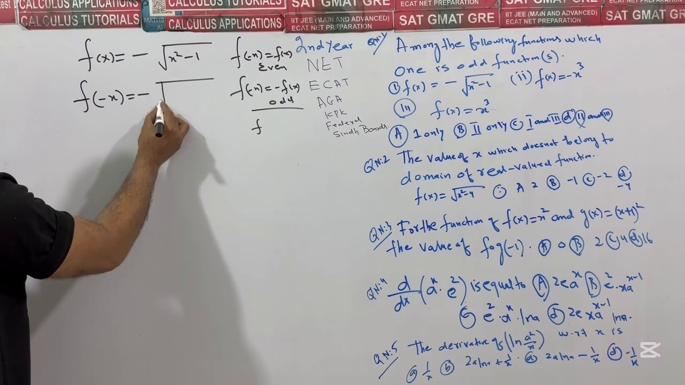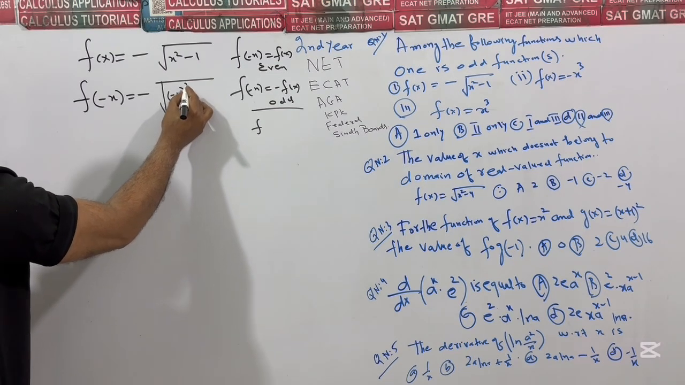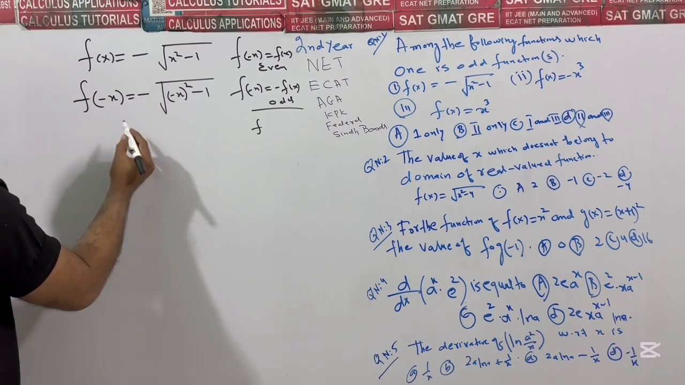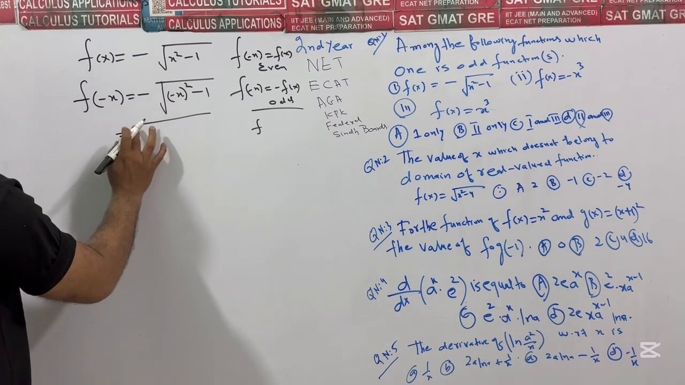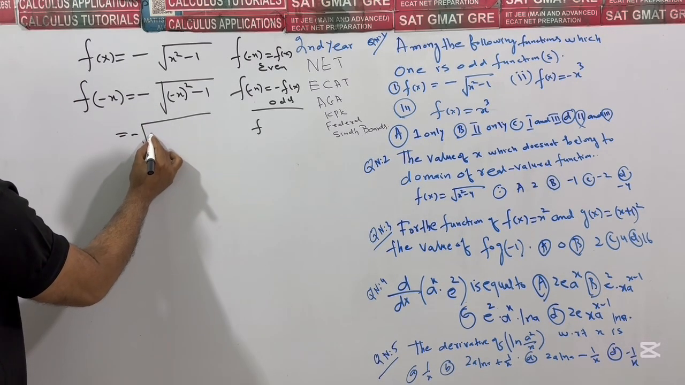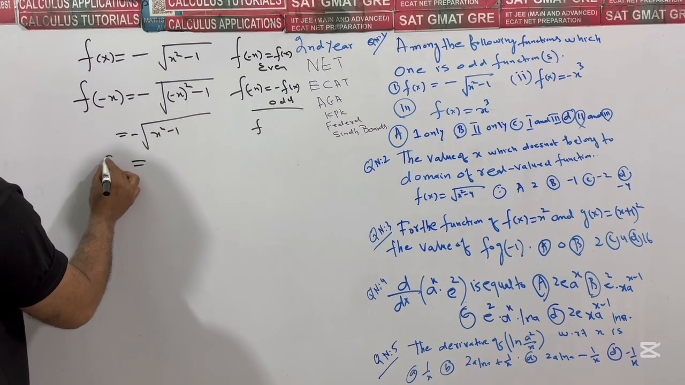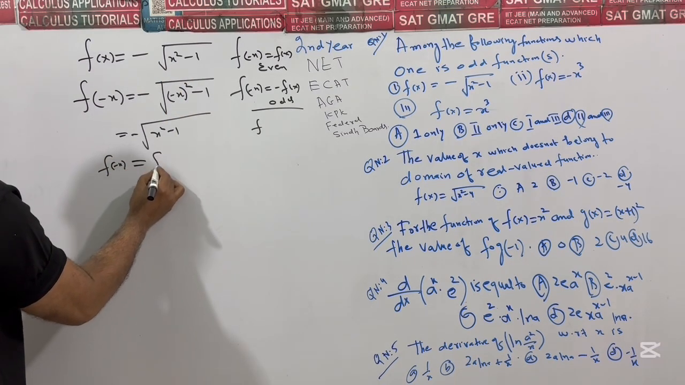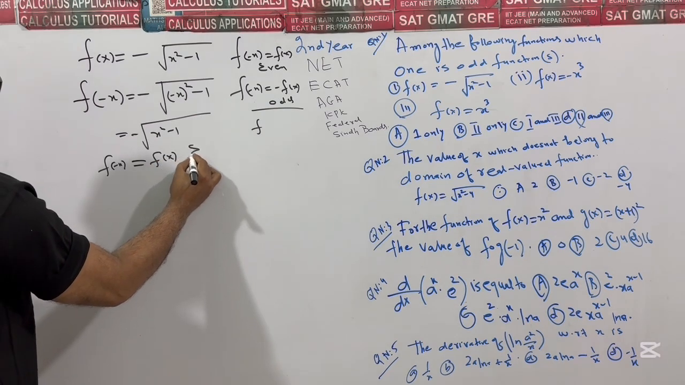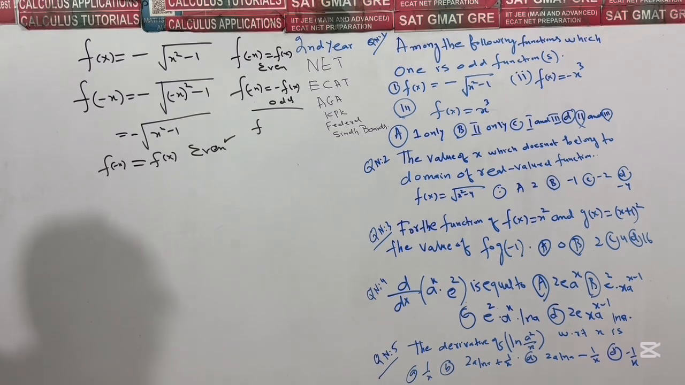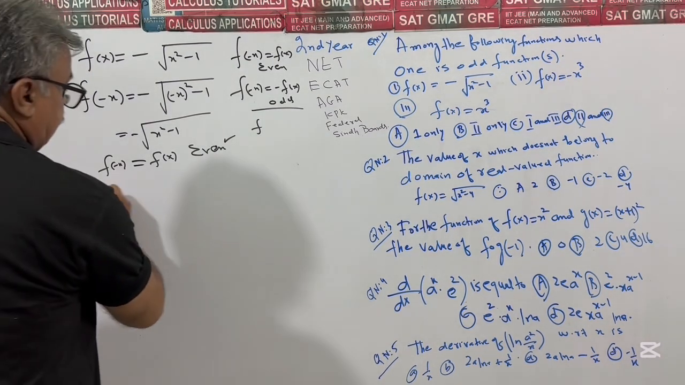Minus x replaced by minus x. The power is even. Owing to the even power, the base minus can be converted into positive, negative x squared minus 1. It remains the same. So f of minus x is equal to f of x. The given function is even. It is not our required result. We are interested in hunting the odd function.